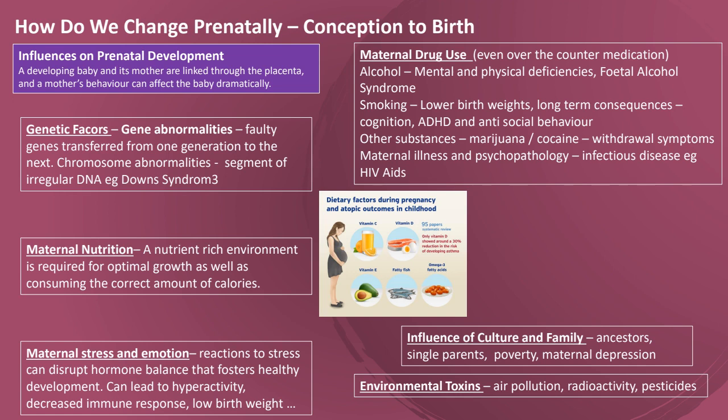So some of the risks that we can look at or consider are genetic factors. So that's like the heritability of what has happened with things like gene abnormalities, where faulty genes are transferred, which can lead to physical deficiencies in the child.